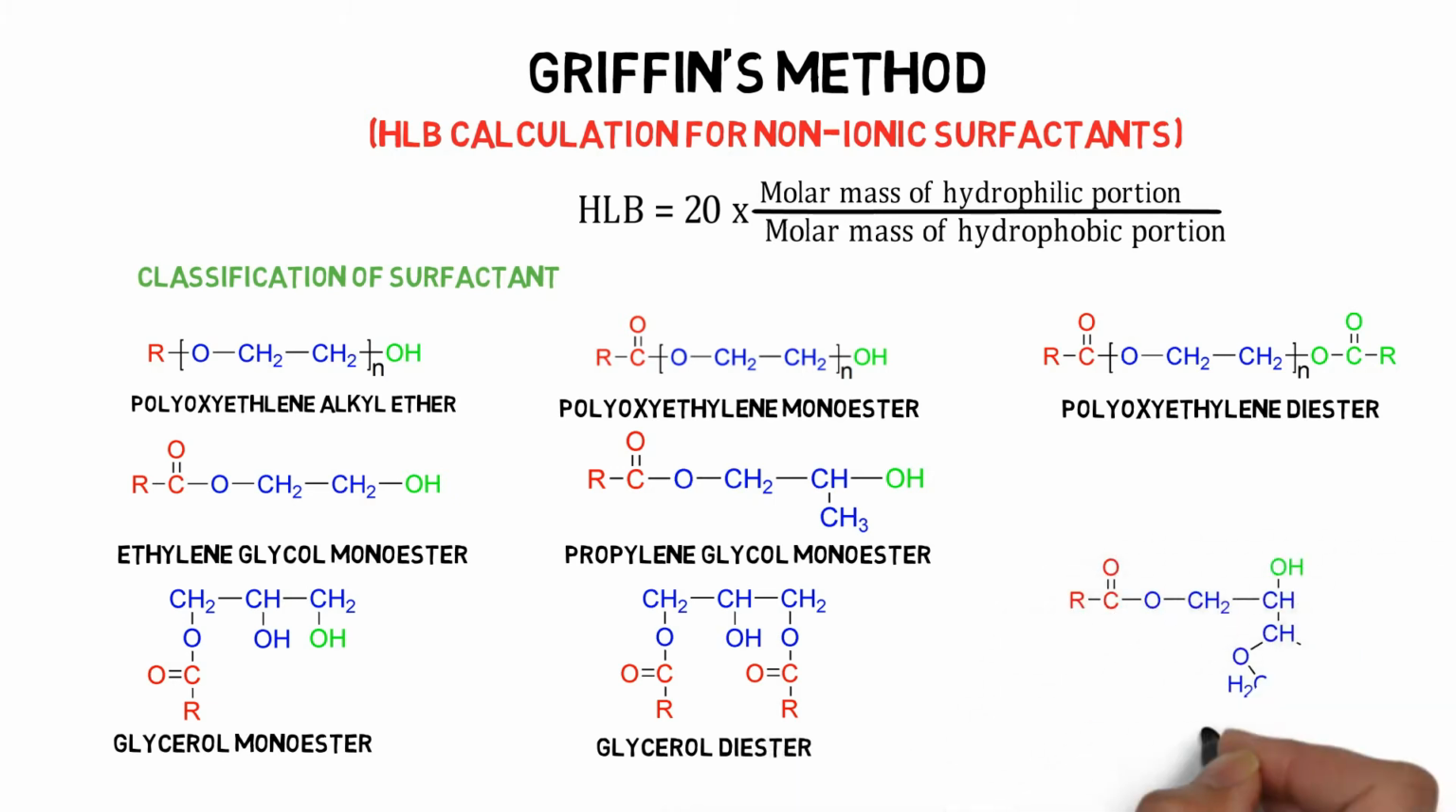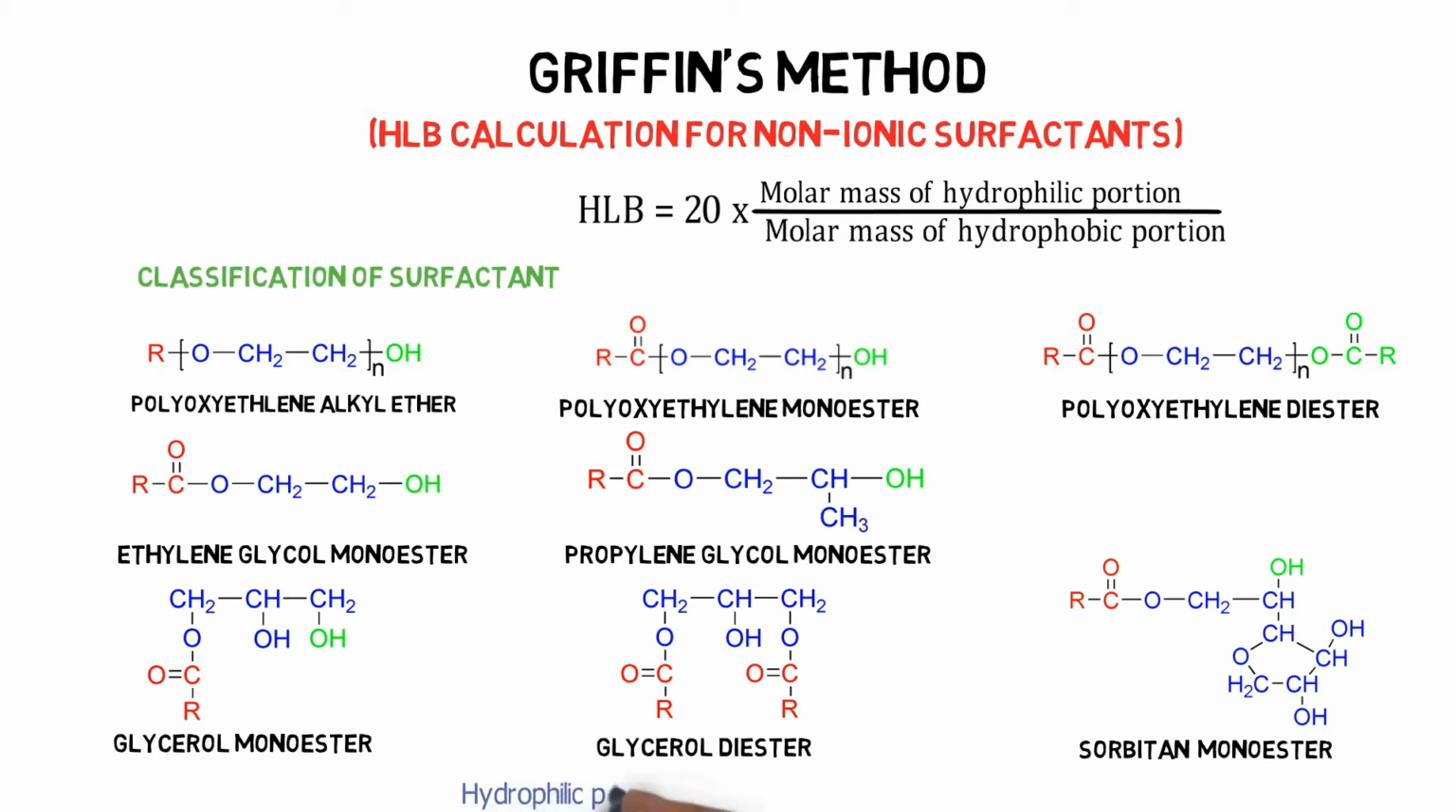Glycerol monoester is the molecule where one hydroxyl group of glycerol is esterified. In glycerol diester, two hydroxyl groups of glycerol are esterified. Similarly, in sorbitan monoester, one hydroxyl group of the sorbitan is esterified with the carboxylic acid.